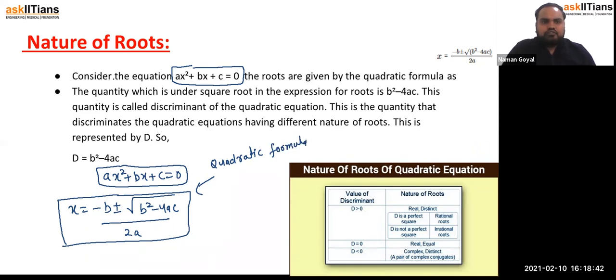Okay. So consider the equation. The roots are given by the quadratic formula as x equals minus b plus minus under the root of b square minus 4ac upon 2a. Okay. So this is very simple.